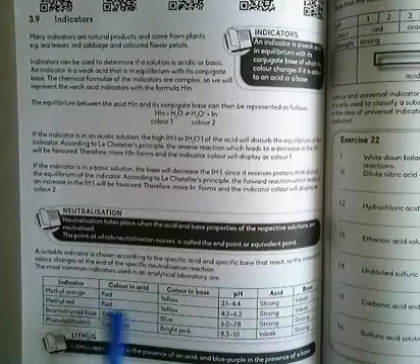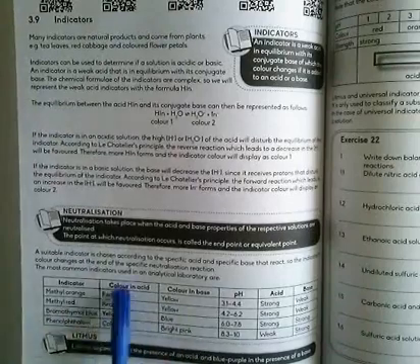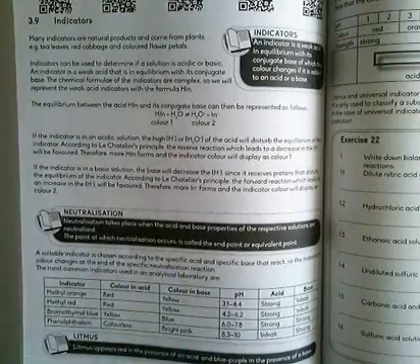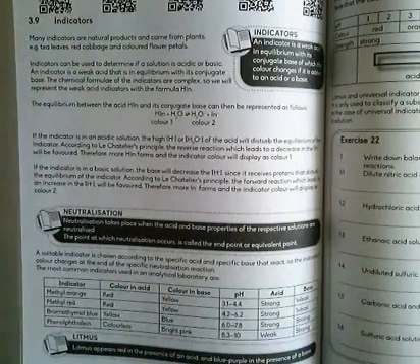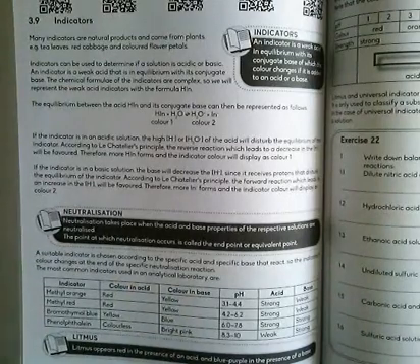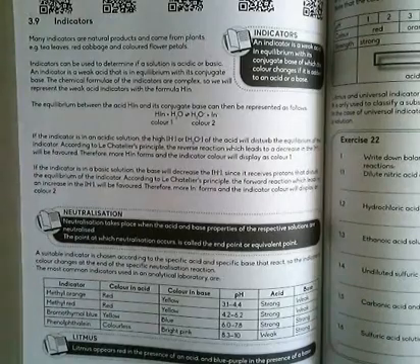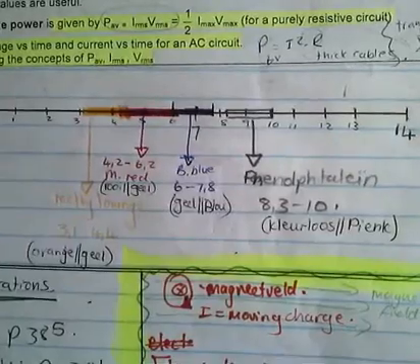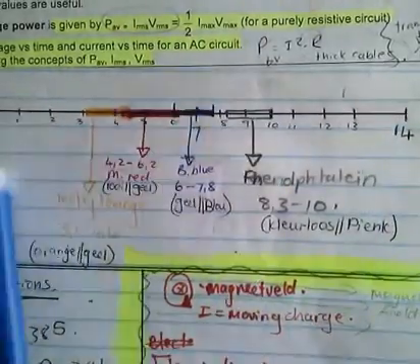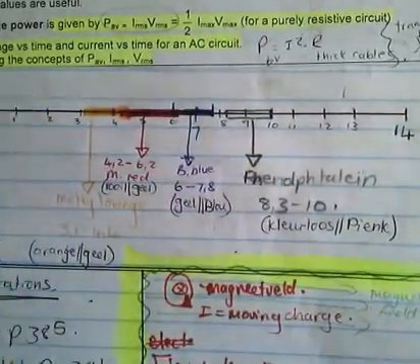I have found it easiest to draw myself a pH scale like this. You know, the pH scale goes from 0 to 14. 0 is the strongest acid, 14 the strongest base. 7 is neutral.